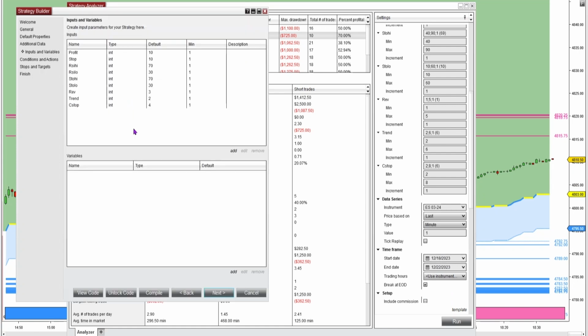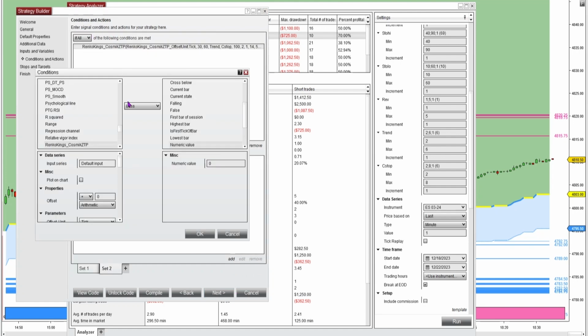So in Strategy Builder, under the inputs and variables, I've added a high for the RSI, a low for the RSI, a high for the stochastic, a low for the stochastic, a reversal number, and a couple of the other parameters that are included in the Cosmik indicator. This is only a small handful of the available parameters that were able to be tested.